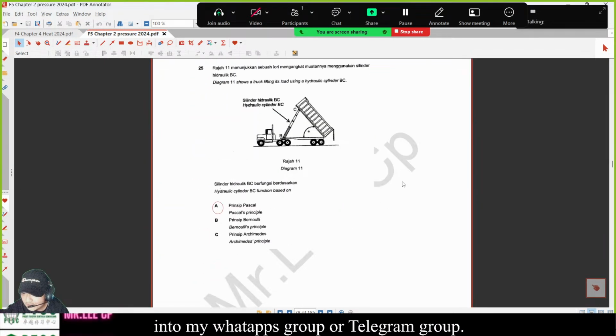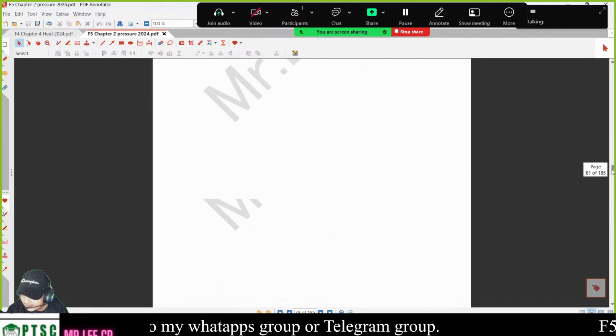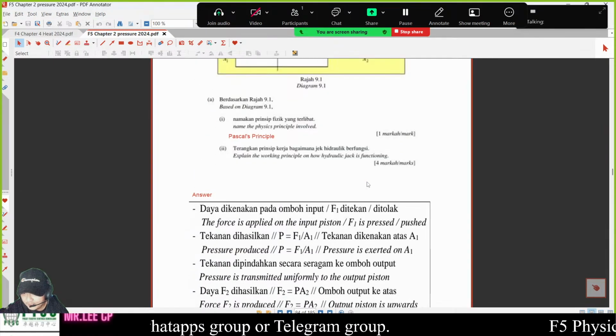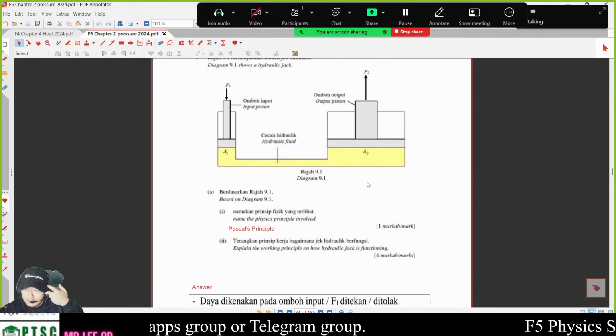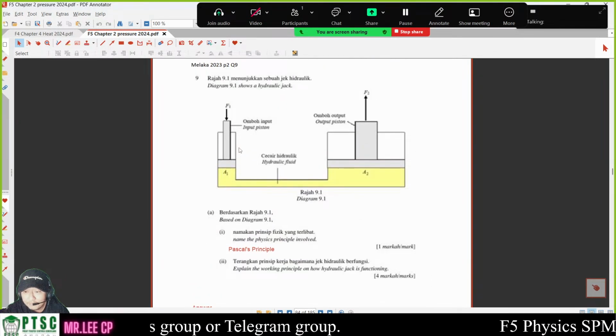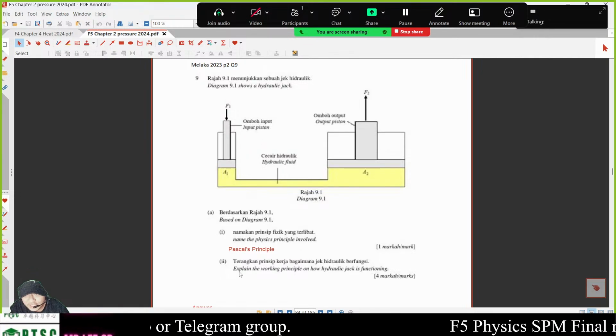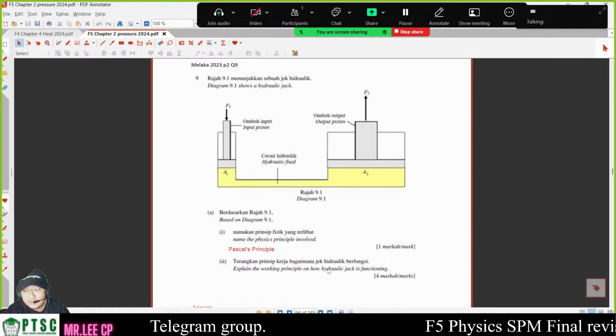I try to see essay questions. Essay questions, objective we do quite many already. Okay. Now this kind of question format. Now 9.1 shows a hydraulic jack. Explain the working principle of the hydraulic jack.